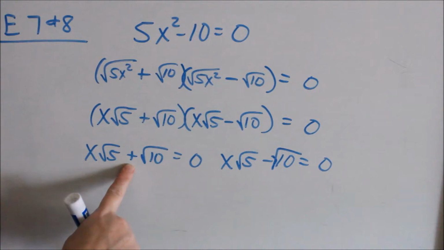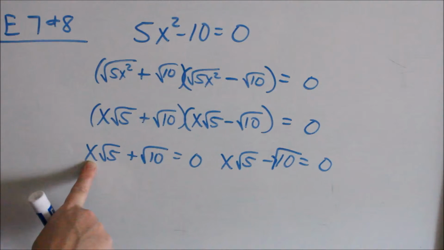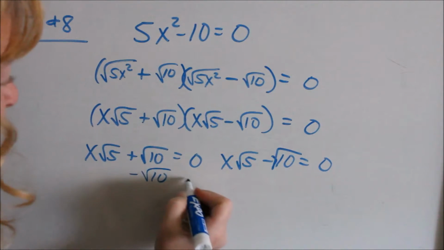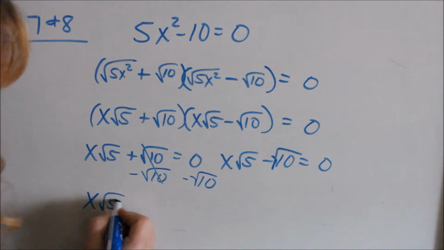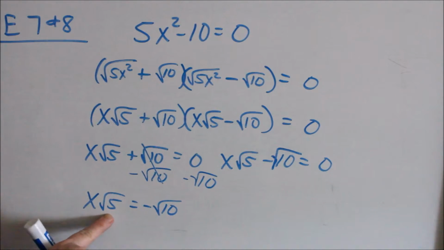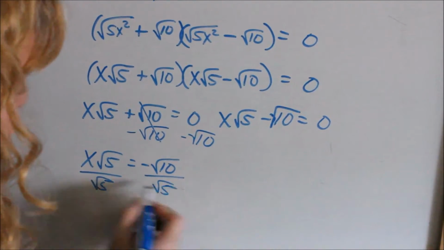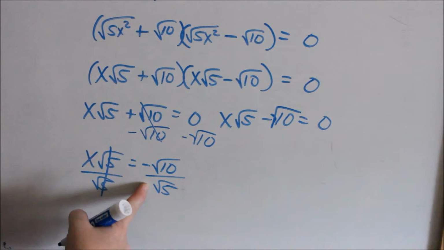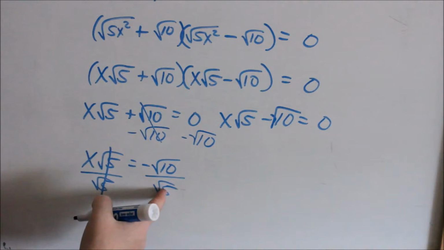To prove this, let's solve for x here. I want x on one side and everything else on the other side, which means I'm going to subtract square root of 10 from both sides. That cancels. So I have x square root of 5 equals negative square root of 10. How do I get rid of my square root of 5? Divide both sides by square root of 5. That cancels. You can either go through the process of getting rid of the radicals in the denominator, or use the rules of radicals: you can divide radicals by radicals.